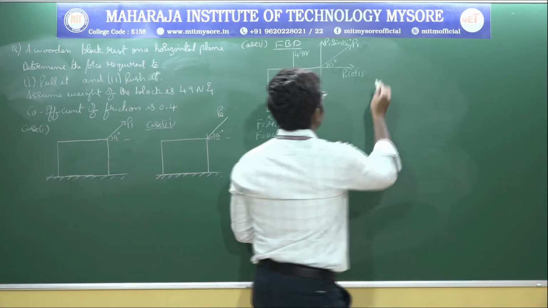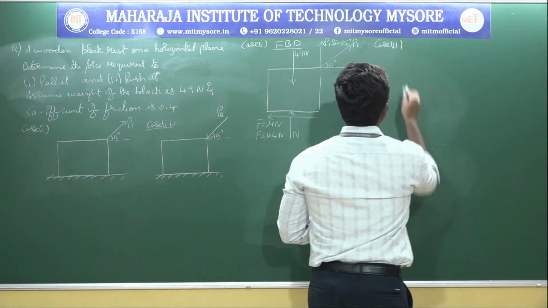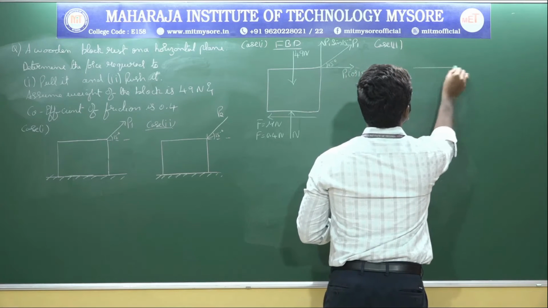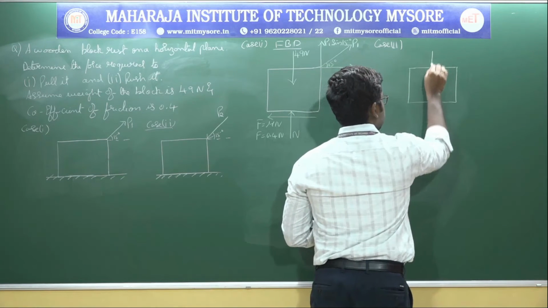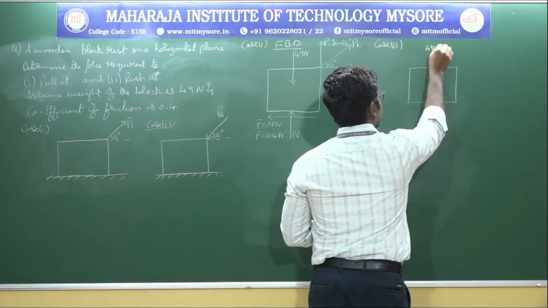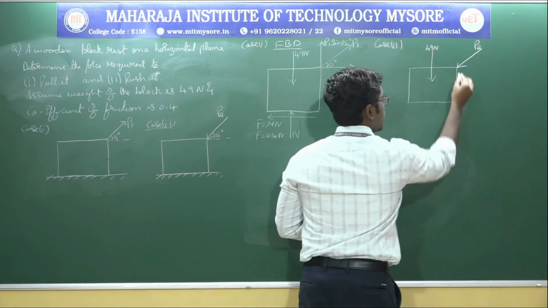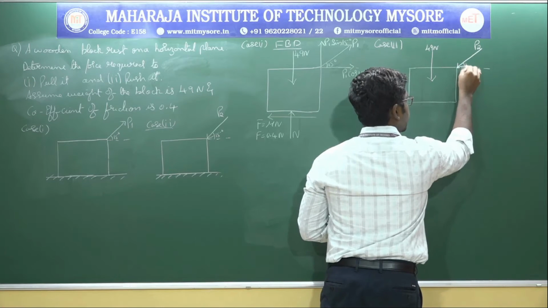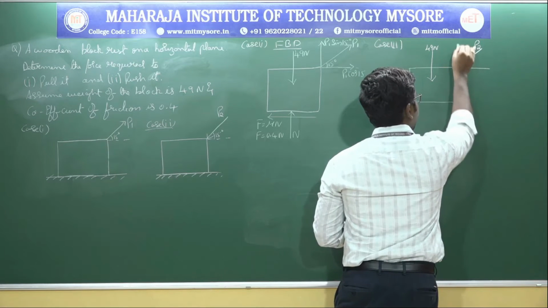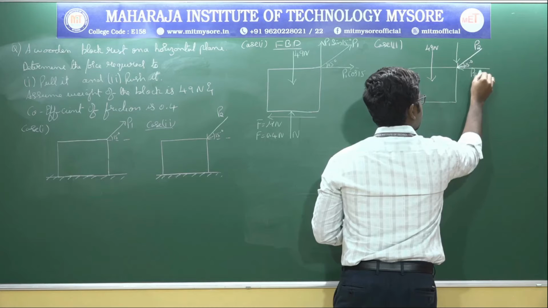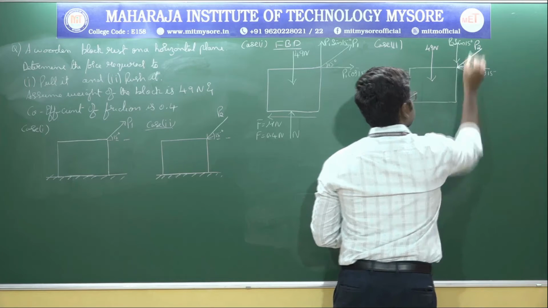In the same way, let us write the free body diagram for case 2. This is the block, and this is the self weight, and that is 49 Newton. In the second case, the block is pulled by applying a force of P2, and it is inclined at an angle of 15 degrees. So I need to resolve this inclined force. This will be the horizontal component, this will be the vertical component. This is P2 cos 15 and this is P2 sin 15.